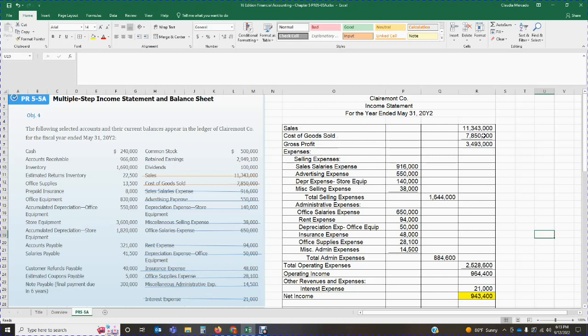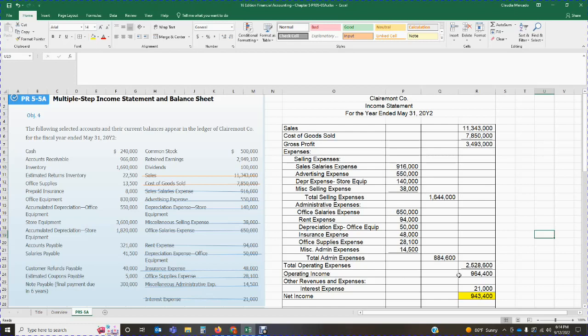So sales minus your cost of goods sold will give you your gross profit. This is how much you made by marking up the product: $3,493,000. From there, we have to cover our selling and admin expenses, and those are segregated by the types of accounts. Selling expenses, the total is $1,644,000. Admin expenses, the total is $884,600. You add them together, and that will give you your total operating expenses of $2,528,600.